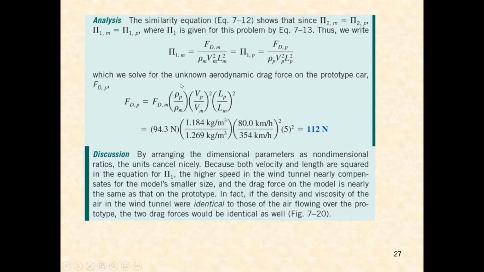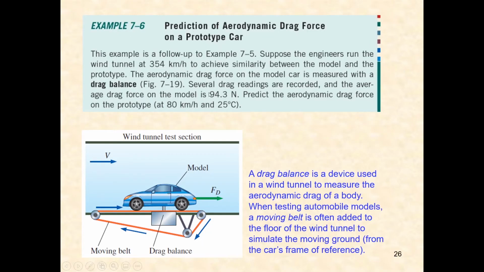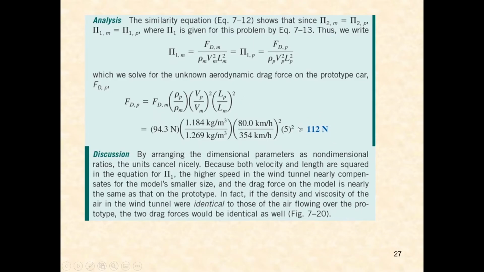Similarly, pi 2 must be equal to pi 2, and the same goes for pi 1; it must be equal to pi 1. So we have the value of the force F on the model, and we have the rho V L of the model. So we can translate it into what is expected to happen on the actual car prototype at a speed of 80 kilometers per hour with air at 25 degrees Celsius. From this experiment, we obtained that the drag force experienced by the model is 94.3 newtons. So for the prototype, in the same situation as mentioned in the previous example, at 80 kilometers per hour and air at 25 degrees Celsius, you can expect the drag force experienced by the car to be about 112 newtons. It is slightly bigger.